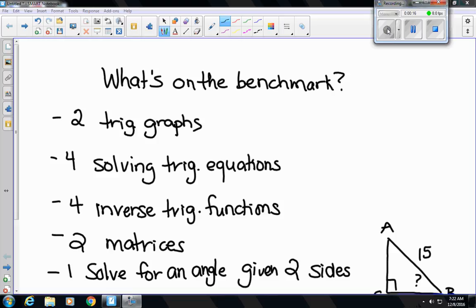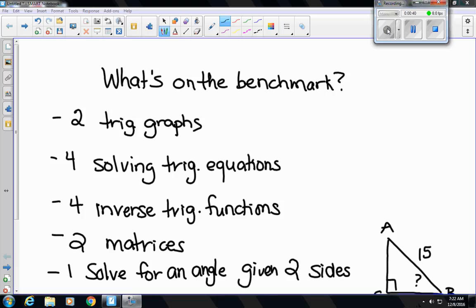First two questions, there are two trig graphs. That's either tangent or cotangent, secant or cosecant. There's not sine or cosine on there. Much like the test that you just had. By the way, these are all multiple choice questions. 15 multiple choice questions.